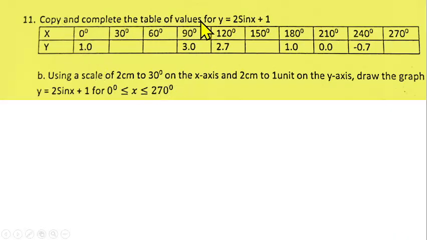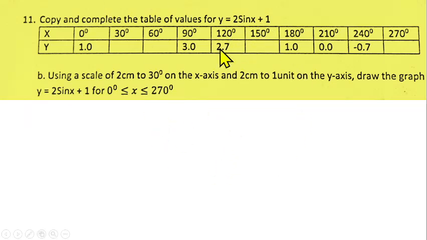Copy and complete the table of values for y is equal to 2 sine x plus 1, where sine is the trigonometric ratio and x is the angle, from 0 degrees to 270 degrees. You can see that there is an equal interval between the angles, which is 30. You are given some of the values of y to find the remaining ones. Then you have to draw the graph using the scale of 2 cm to 30 degrees on the x-axis and 2 cm to 1 unit on the y-axis. Draw the graph of this trigonometric ratio.